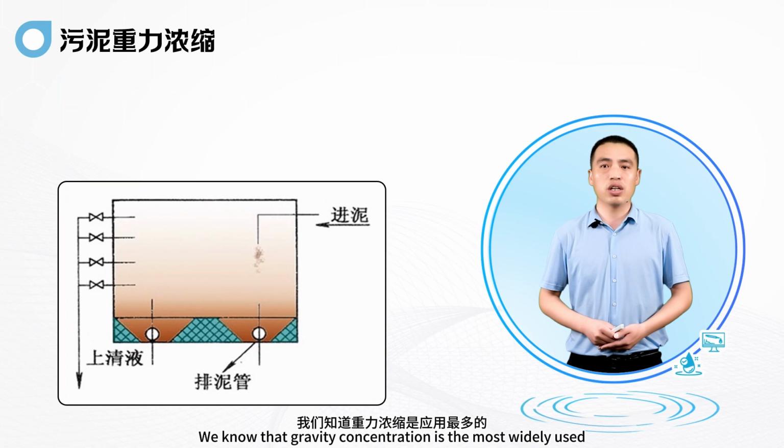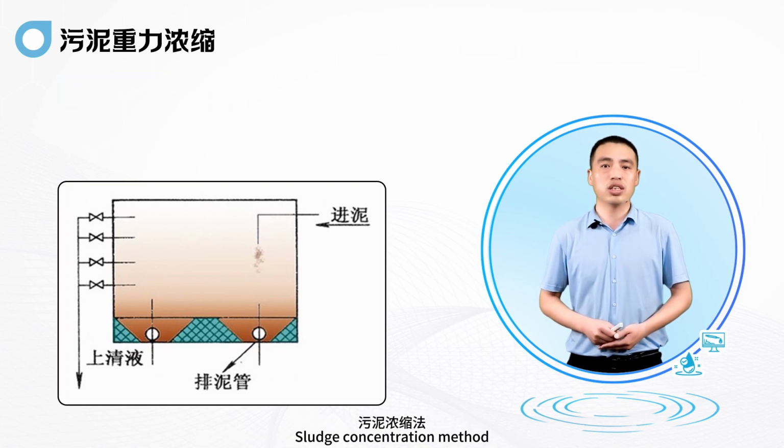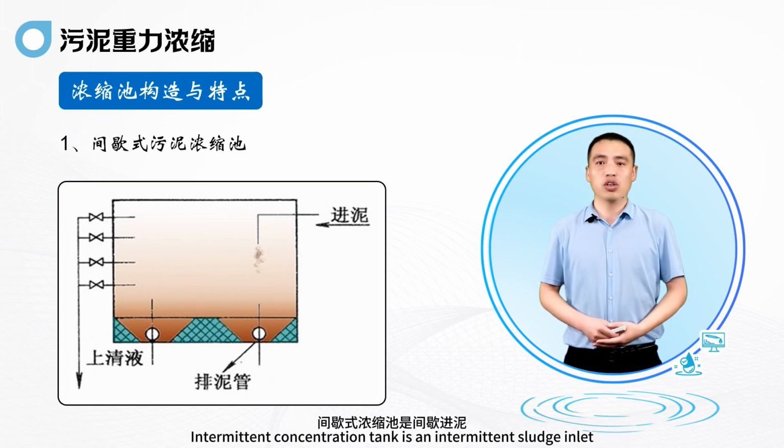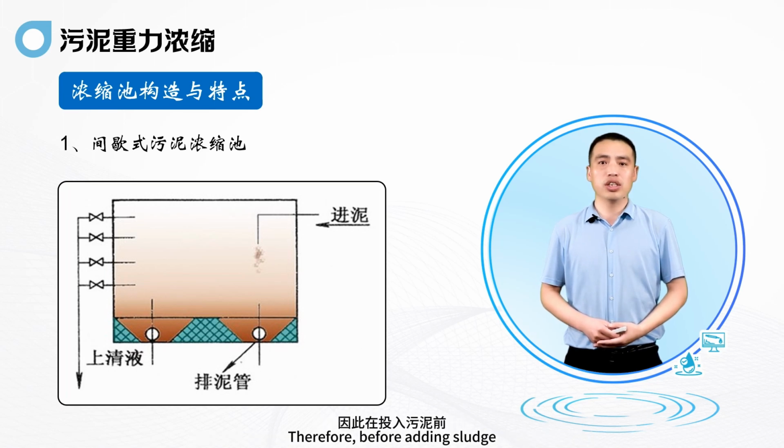We know that gravity concentration is the most widely used sludge concentration method. The concentration tanks used include intermittent and continuous types. The intermittent concentration tank has intermittent sludge inlet. Therefore, before adding sludge, it is necessary to first remove the clarified supernatant from the concentration tank and vacate the pool capacity.